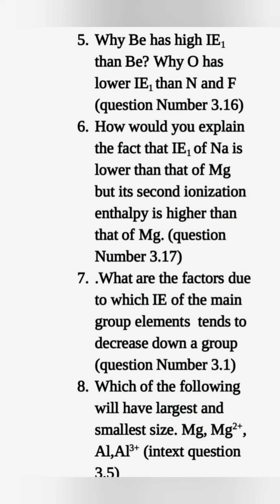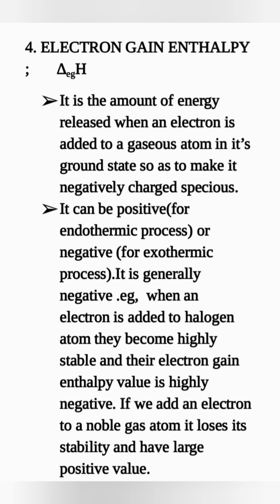Four species are given in textbook question 3.5. Try to find out all these answers and note them down in your answer notebook itself. So we have explained the three periodic properties: atomic radius, ionic radius, and ionization enthalpy. And the fourth periodic property is electron gain enthalpy, delta H Eg. Eg stands for electron gain, H stands for enthalpy always.